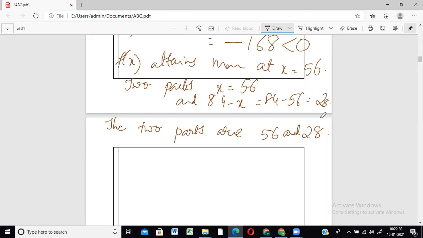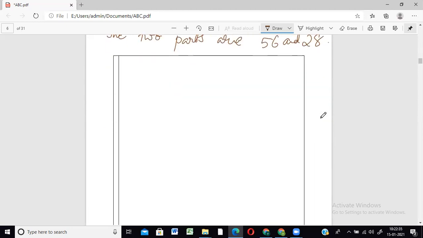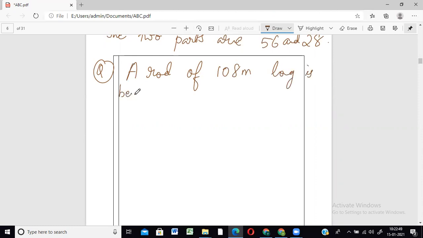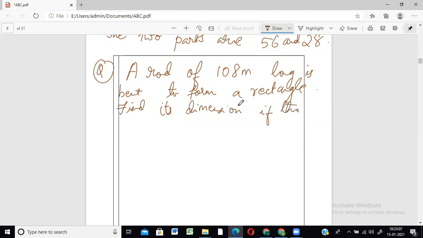Okay, so let us do one more word problem. This will be the last word problem on maximum function, minimum function, and I just wanted to give you a little more theory on this. Suppose a rod of 108 meters long is bent to form a rectangle. Find its dimensions if the area is maximum.